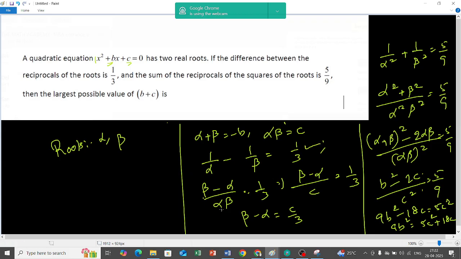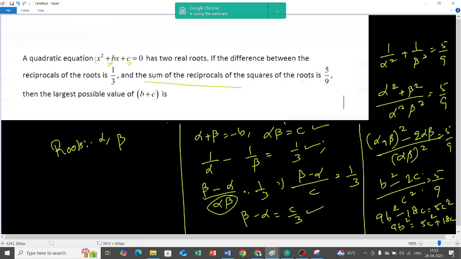If I take alpha beta as the LCM, beta minus alpha by alpha beta is equal to 1 by 3. Now what is alpha beta? C. So just substituting, beta minus alpha by c is equal to 1 by 3. This c goes over here. So on simplifying, we get this. Now come to the second part of the information.